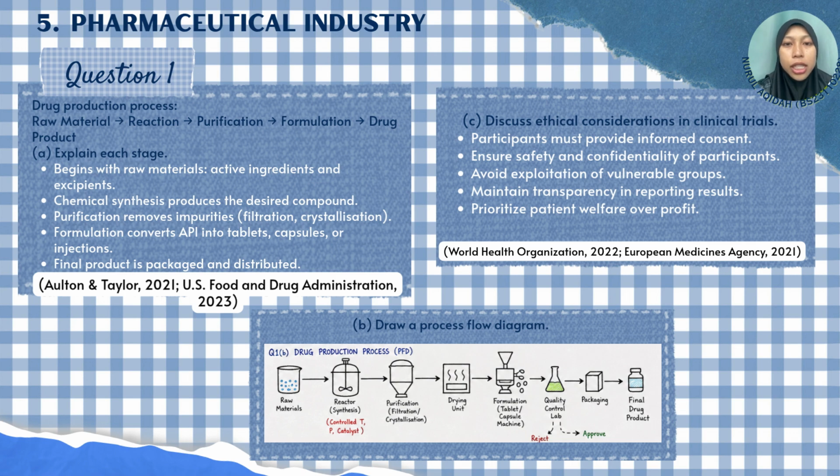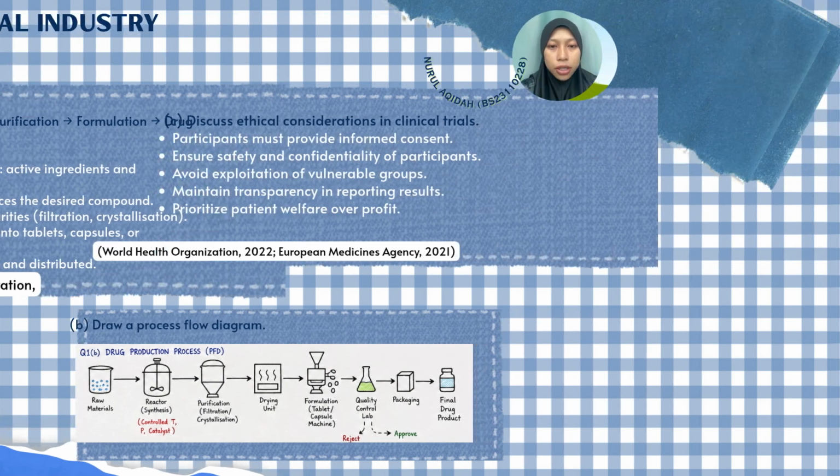Now for the clinical trial ethics. So basically, participants must give informed consent and understand the risks involved. As you can see, the researchers must protect participants and ensure transparency. Patient safety should always come first.